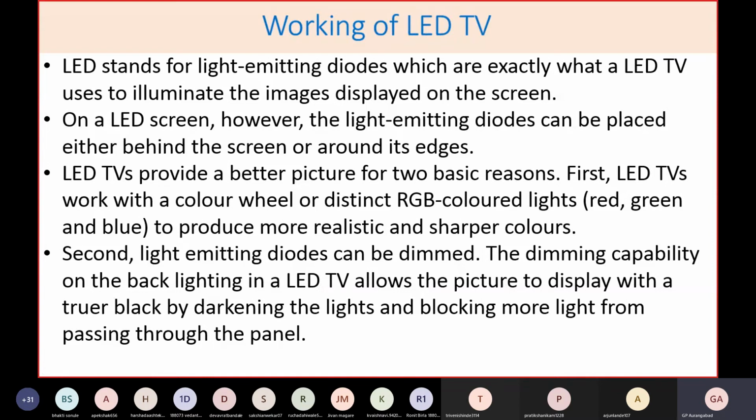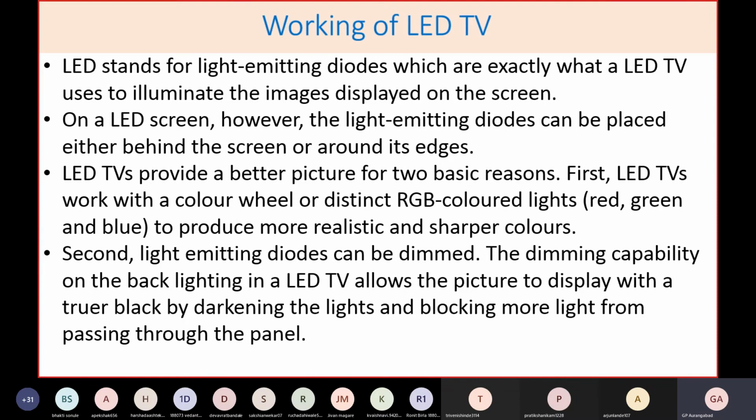LED TVs are again of two types. You may have one strong light emitting diode backlight at the back, or sometimes you will find LEDs placed in front of the TV, which may be placed in arrays, or, most of the time, the LEDs are placed at the edges of the screen. That depends upon how the LEDs are placed.